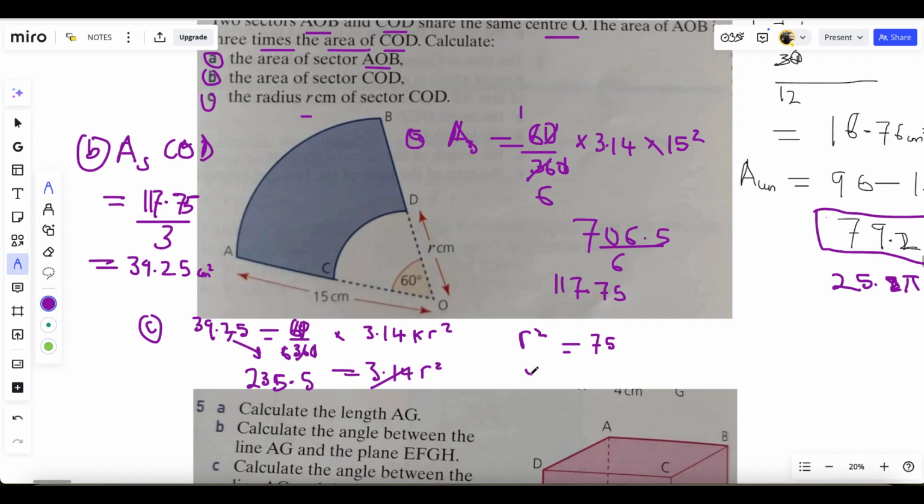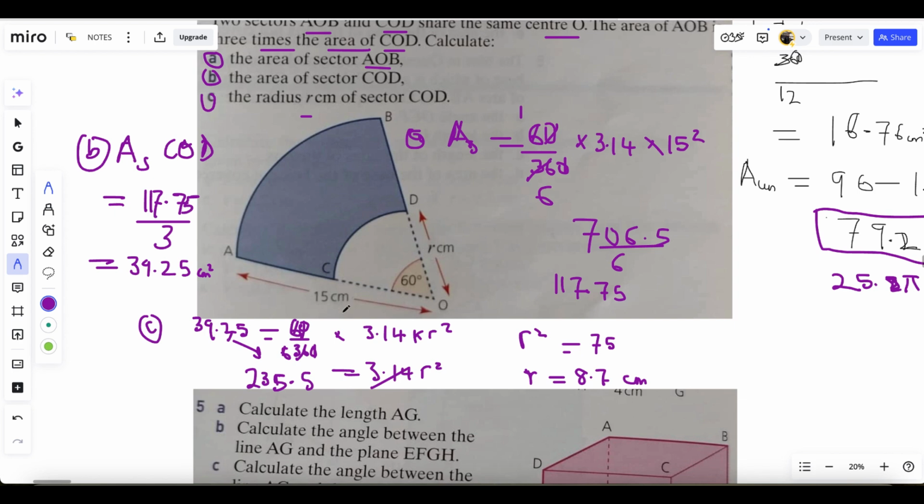Is it 5 point something? No, it's not. It's 8.7. So r is 8.7 centimeters. So you cannot just say divide this one by 3 and you get the r.